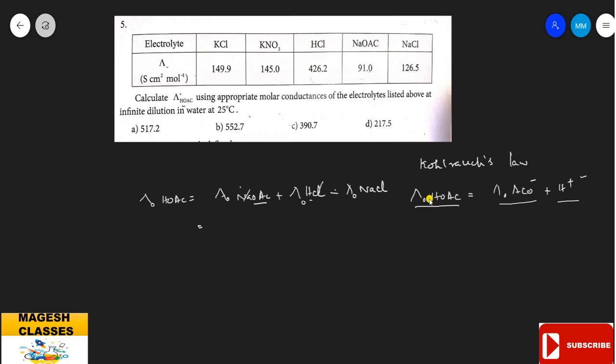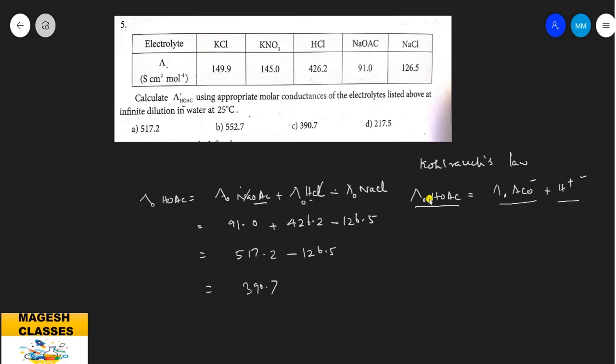By substituting this value, what is that? That is 91.0 plus hydrochloric acid, it is 426.2, minus NaCl, it is 126.5. So this is equal to 517.2 minus 126.5. This is equal to 390.7. So our answer is C.